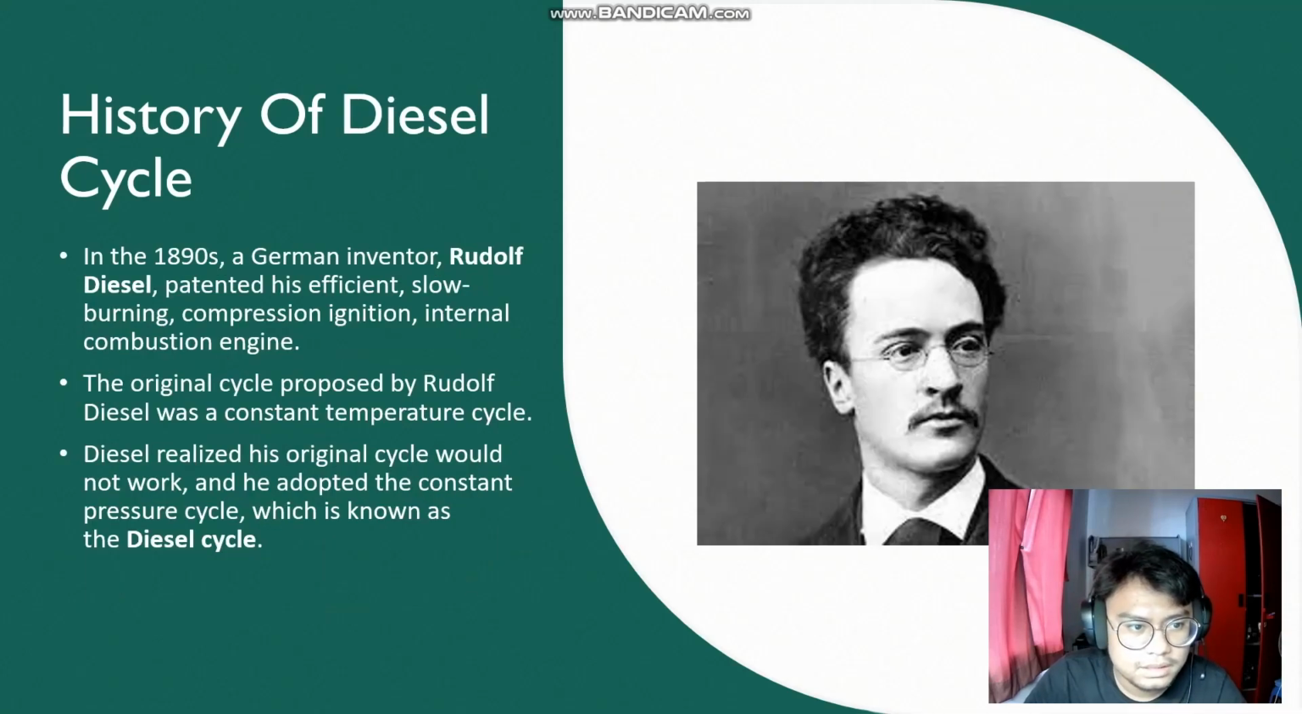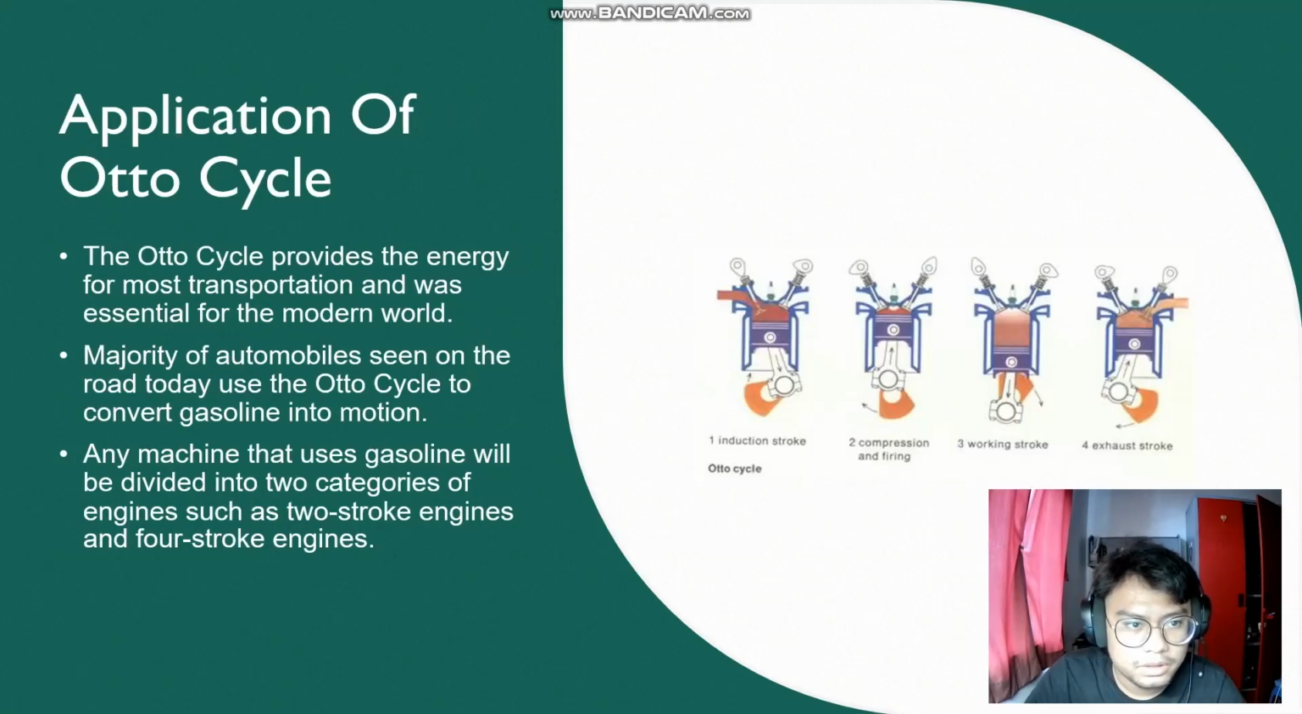While the diesel cycle, in the 1890s, a German inventor, Rudolf Diesel, patented his efficient, slow-burning compression ignition internal combustion engine. Diesel realized his original cycle would not work, and he adopted the constant pressure cycle, which is known as the diesel cycle.